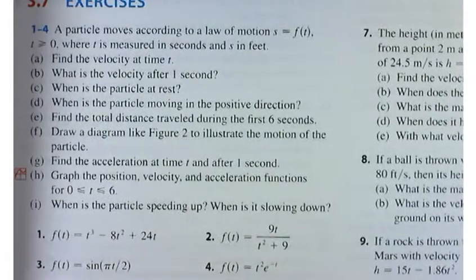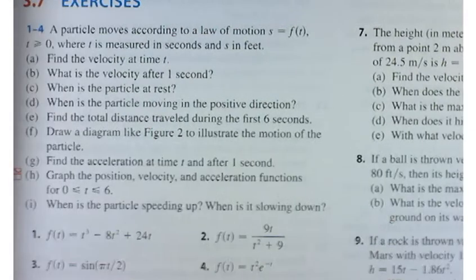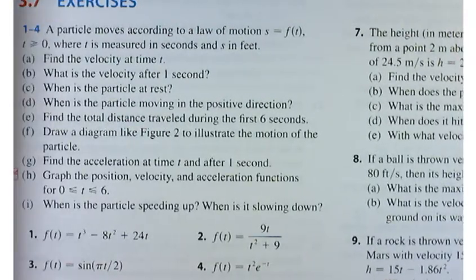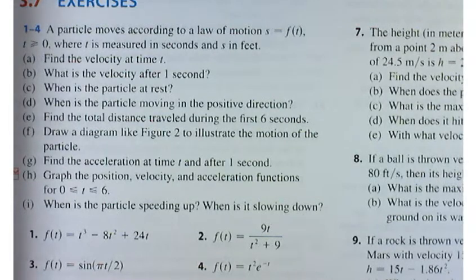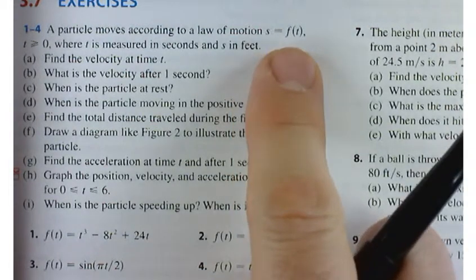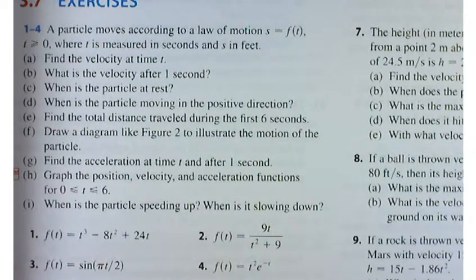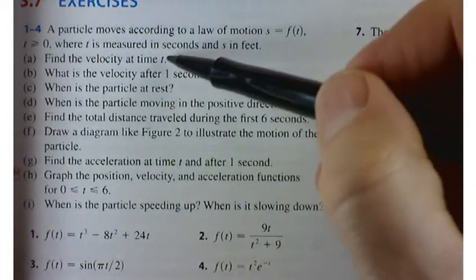And here's all the questions. There's a lot of stuff that they ask us about this. So, a particle moves according to the law of motion, S equals f of t. In our case, I define that as t cubed minus 6t. I want to find a lot of different things here. So starting with the velocity.